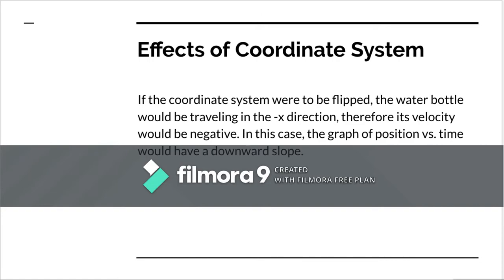The designated coordinate system used in Tracker could likely affect the output of the object's data. If the coordinate system were to be flipped, the water bottle would be traveling in the negative x direction. Therefore, its velocity would be negative. In this case, the graph would look slightly different because it would have a downward slope rather than upwards.